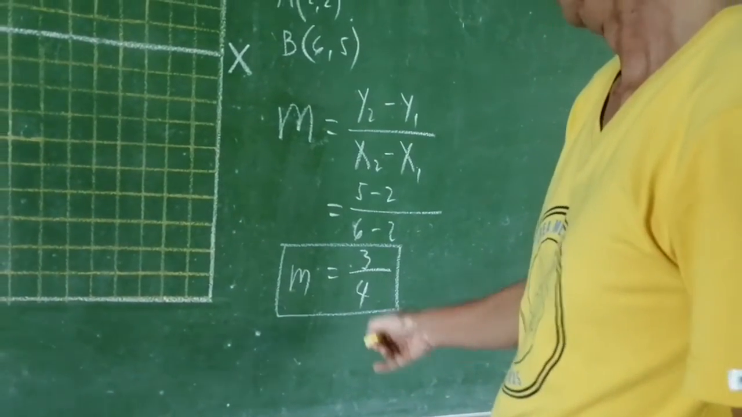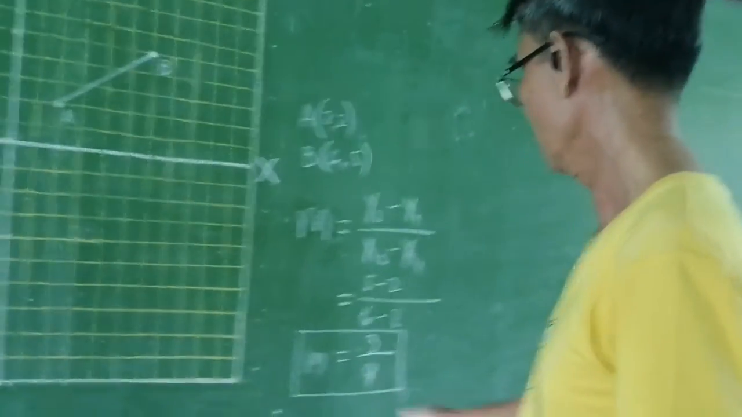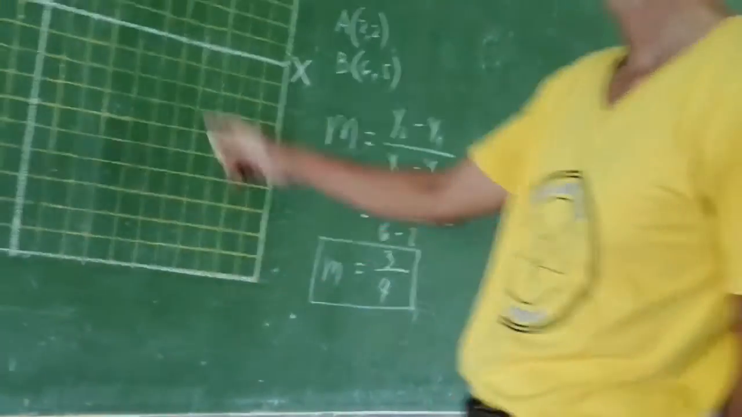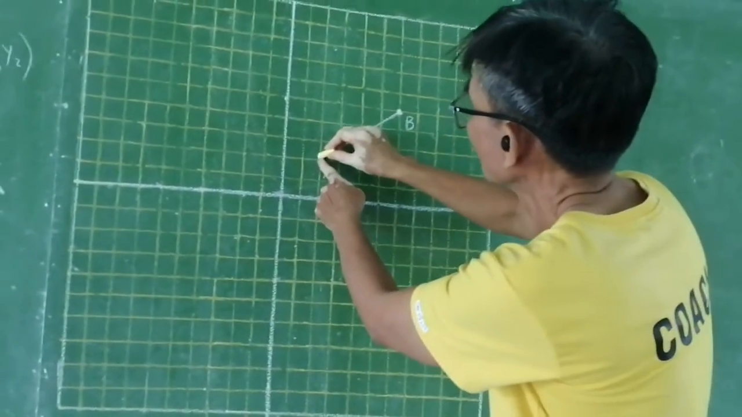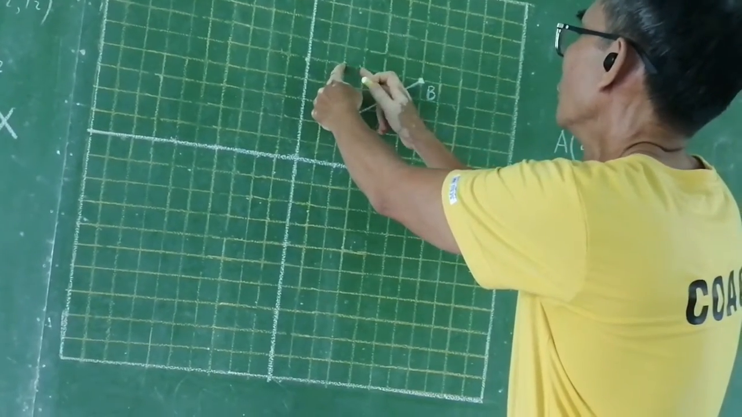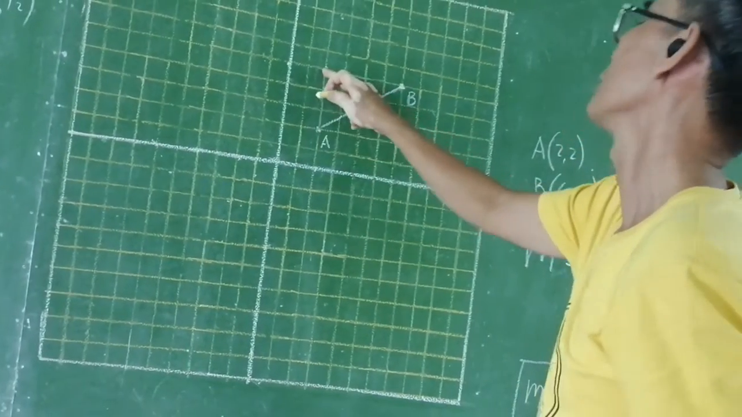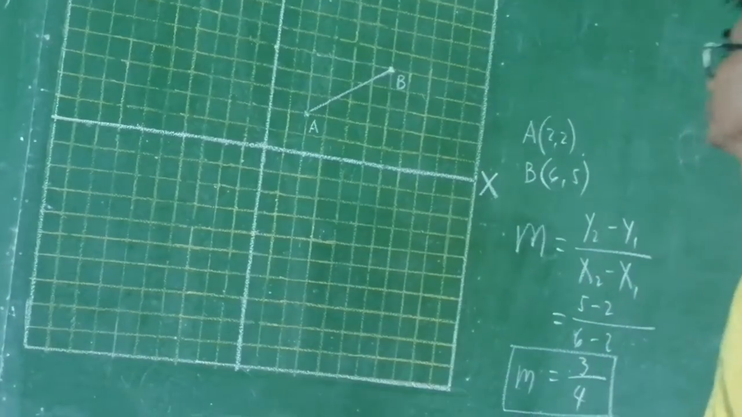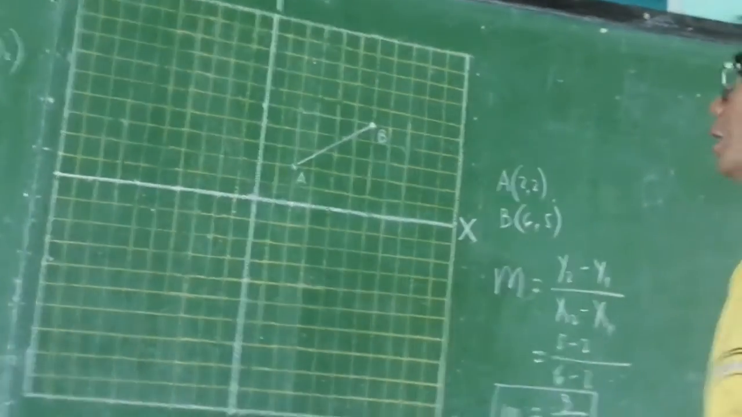So the slope of that line is 3 over 4. Just use a fraction, do not use a decimal. It's better to use slope as a fraction. Let's see here on the board. This is your change in y. 1, 2, 3, that is the rise, and 1, 2, 3, 4, that is the run. So rise over the run is the slope of the line AB. Okay, so that is how to find the slope of the line.